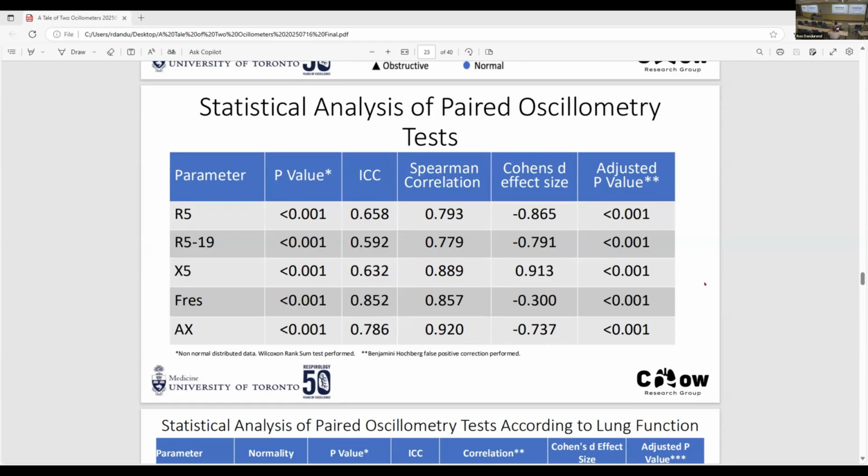The Spearman correlation was found to be moderate to high as well, indicating that there's good monotonic agreement between the devices. Cohen's d effect size was found to be moderate to large in all parameters, with the negative values for R5, R5 to 19, FRES, and AX indicating that the Resman device finds lower values than the tremoflow, and in X5, the Resman device finds higher values than the tremoflow. And because we are comparing multiple parameters, the Benjamini-Hochberg correction for false positives was made, and adjusted p-values were found to be below 0.001.